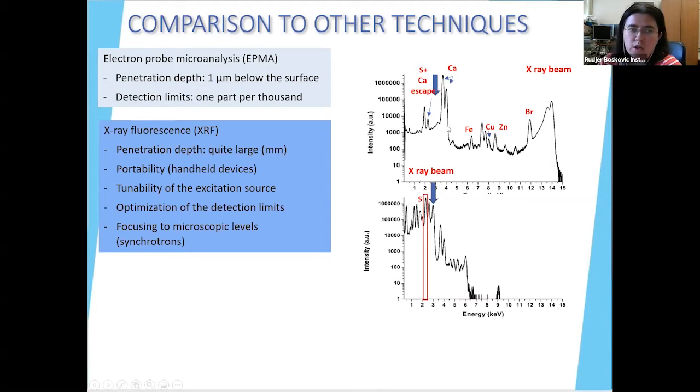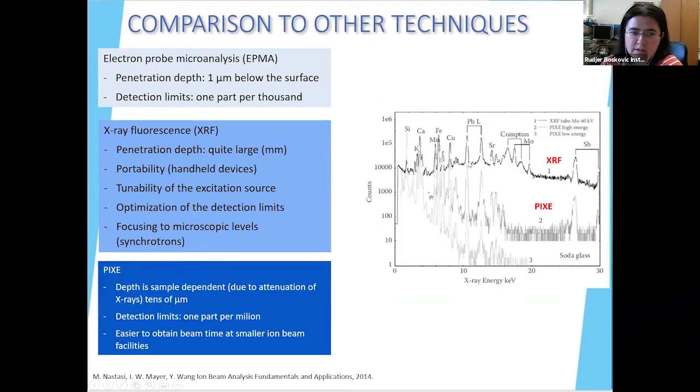So in this way you can optimize your system, and in some cases on synchrotrons you can even focus the beam to microscopic levels. And finally, here is the comparison with XRF. As you can see, XRF has higher background in this region compared to PIXE, while PIXE has a higher background in this low Z region.